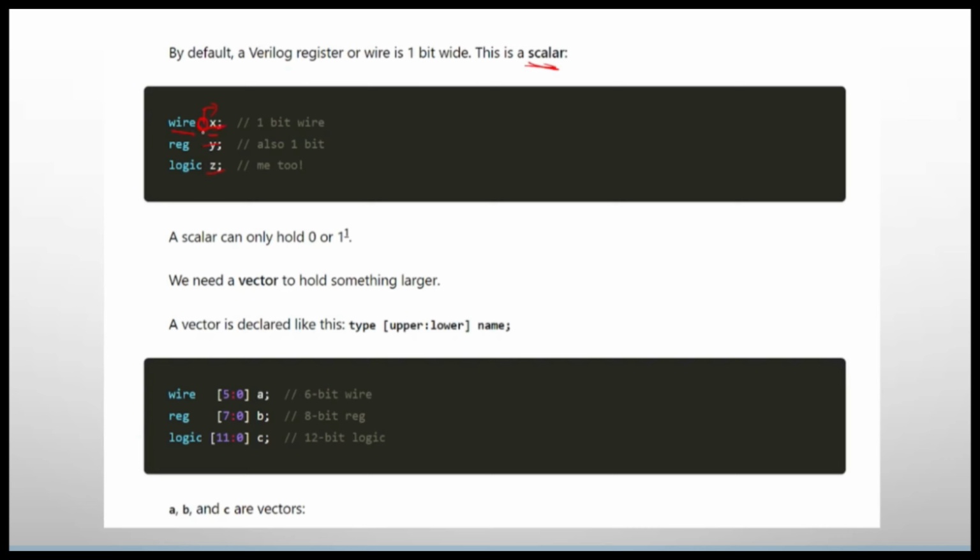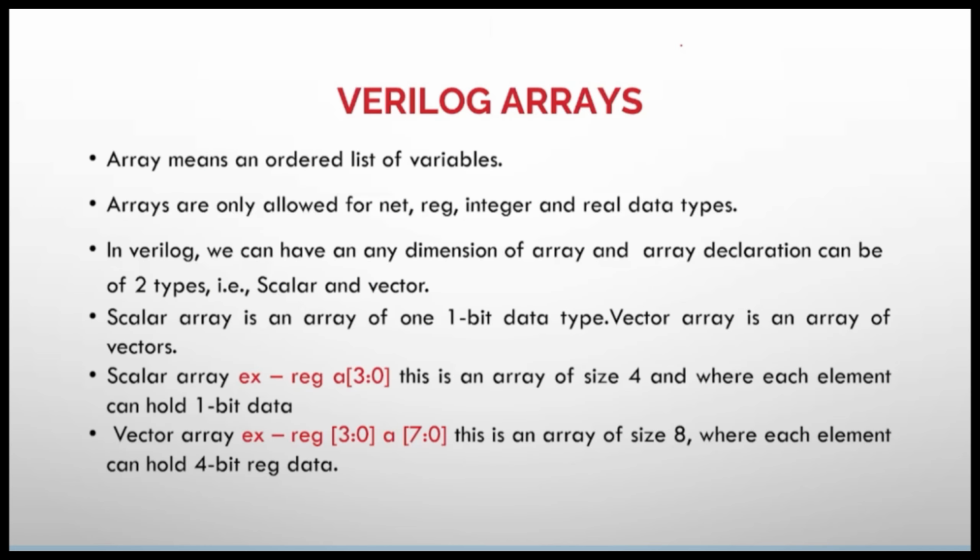Now if you want to increase the width, how will you do it? You will mention the width, like 5 down to 0, so this is 6 bit. Similarly 7 down to 0, 8 bit. 11 down to 0, which is 12 bit. So in this way, in order to increase the width of those data types, you will be using these scalar and vector representations.